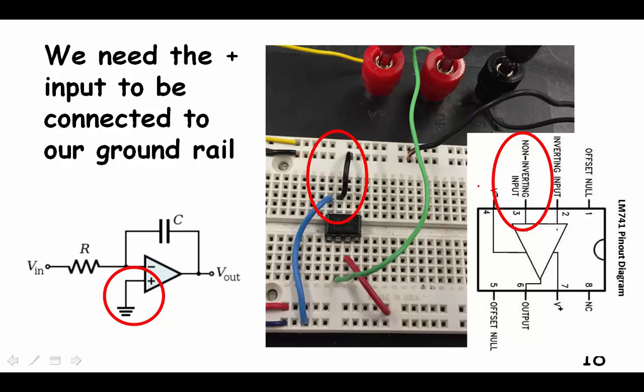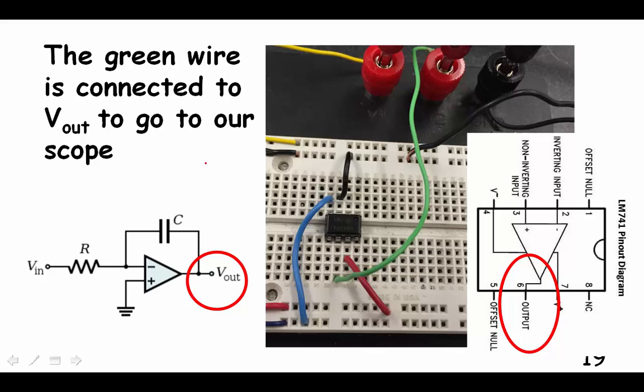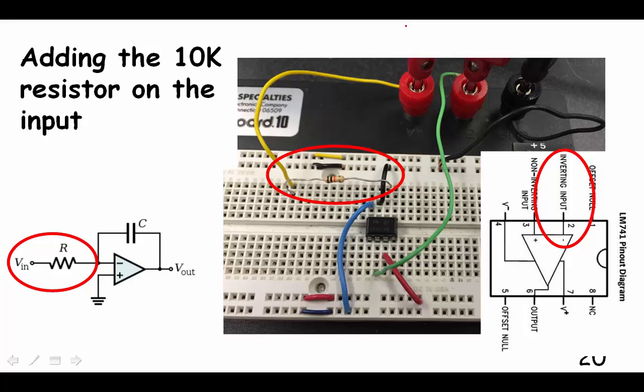Okay, we are going to put the positive terminal here to ground. So there, the positive terminal is pin 3. We put that to the ground rail right there. The output is connected to pin 6. So here it is coming to that green wire, and that's going to be our output terminal. We need an input resistor, so I put the input resistor right in there. We've got a yellow wire going to an output terminal, and that's where we're going to put our input voltage into the integrator.